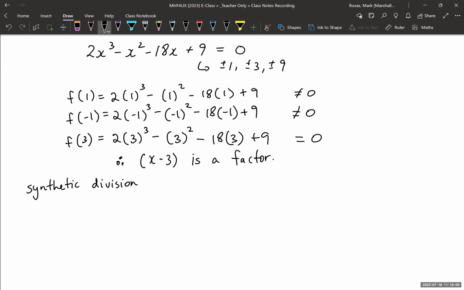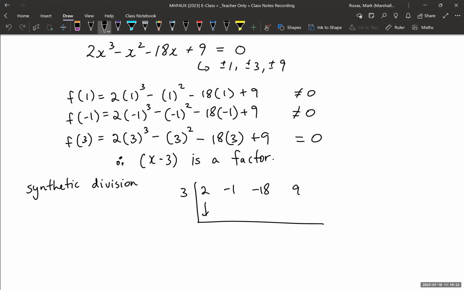So with synthetic division, I'm going to start by drawing my chart and putting out the coefficients of the polynomial. So 2x cubed would be 2, minus x squared, so we have a minus 1, minus 18x, so that'll be minus 18, and then the plus 9 at the end. And then my divisor, so to speak, would be on the left side, 3.